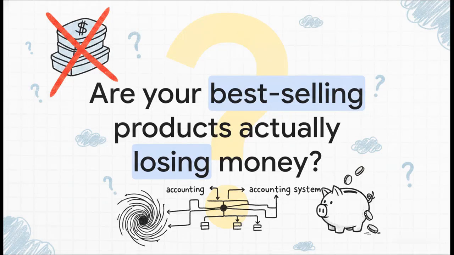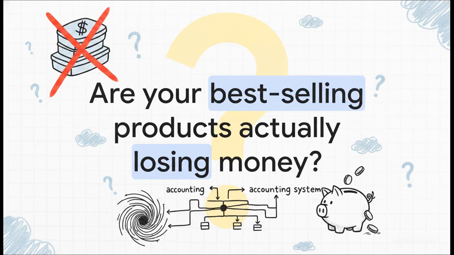Are your absolute best-selling products actually losing you money? I know, it sounds like a totally ridiculous question, right? How in the world could a top-selling product be a financial drain? Well, what if I told you that the very accounting systems companies rely on every single day might be hiding massive, profitability-killing secrets right in plain sight?